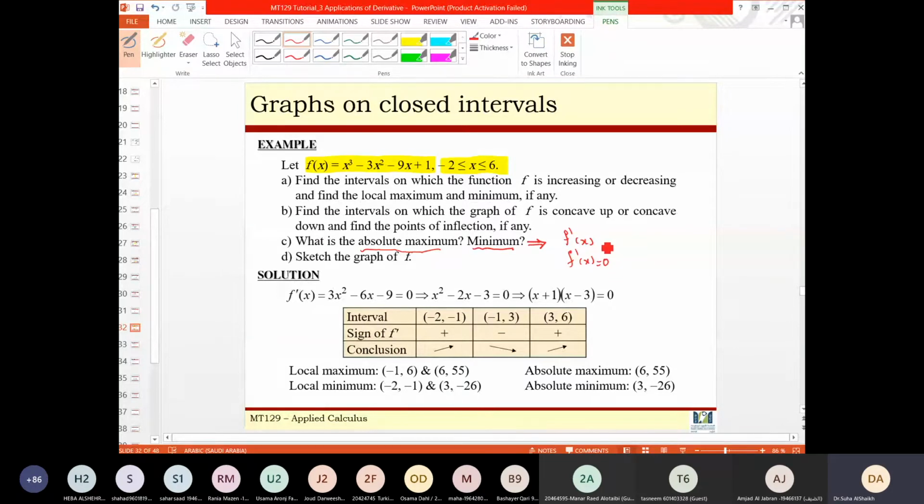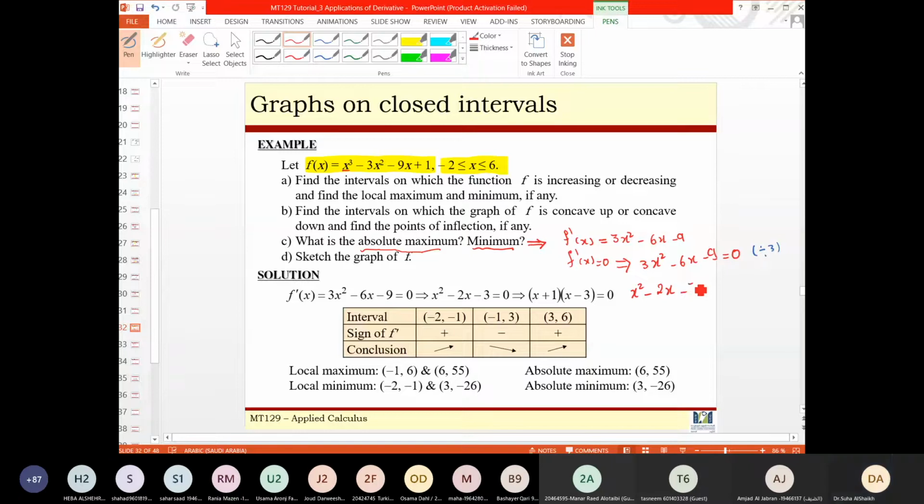I'm gonna let f dash equal to 0. Now f dash, check the function. This is the function x cubed, so the derivative will be 3x squared minus 6x minus 9. Let this equal to 0, meaning 3x squared minus 6x minus 9 equal to 0. Let's simplify it. I have to divide everything by 3. I will get x squared minus 2x minus 3 equal to 0.